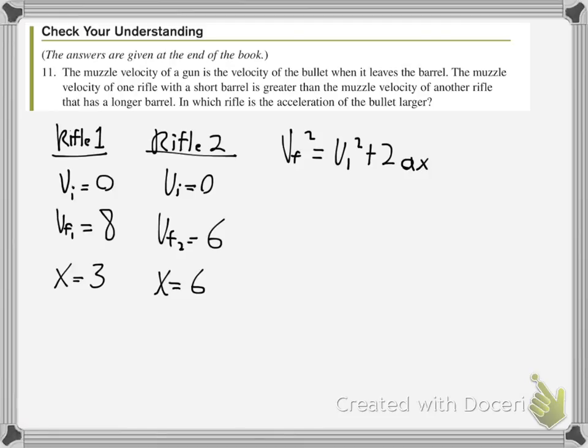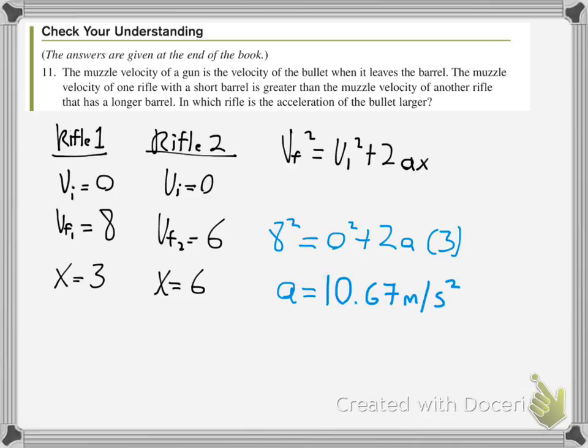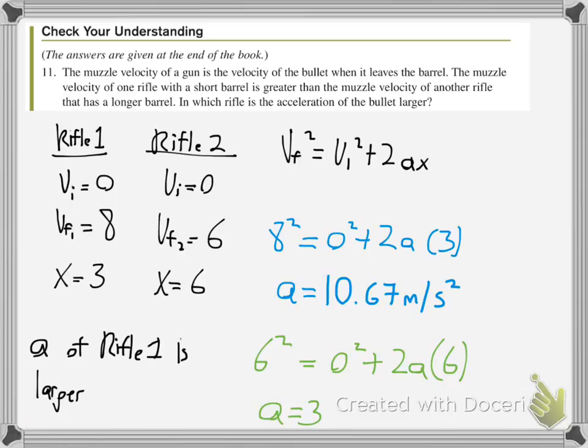So if we were to solve rifle 1 in blue, we would say that our acceleration is equal to, I'm sorry, that's not right. Our actual acceleration is 10.67 meters per second squared. And if we were to do the acceleration for rifle 2 in green, we would get that our acceleration is equal to 3 meters per second squared. So there we can see that using kinematics, we'd be able to see the actual values that we would get for our acceleration. And we see that rifle 1 has a higher acceleration than rifle 2.